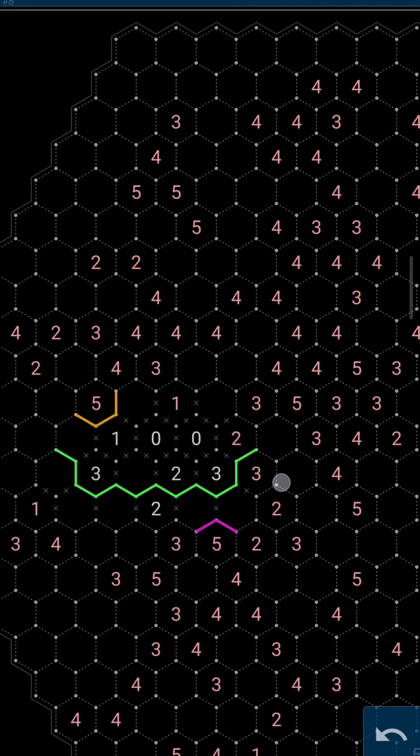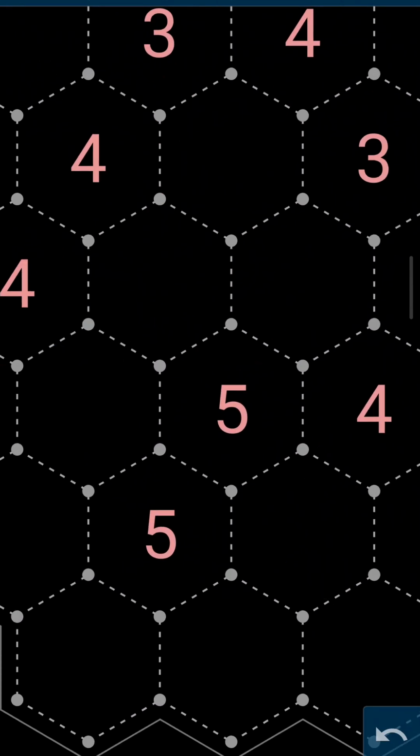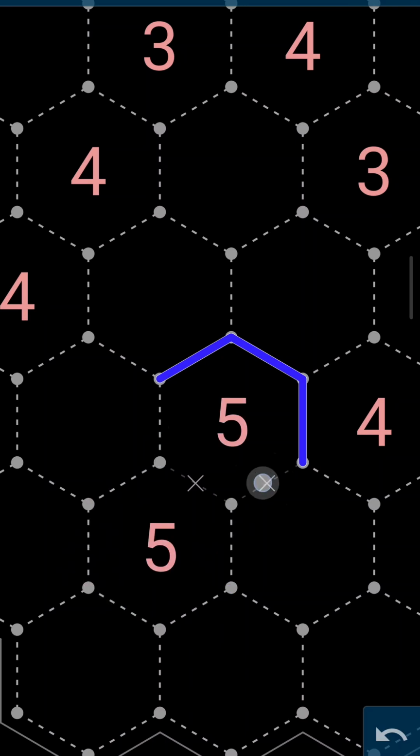property of 5s. Whenever you get a pair of 5s, 2 5s next to each other, you get a lot of information. Let's say you wanted to put the gap here. This would create a tiny little loop, which is absolutely impossible in Slitherlink. That means this line in the middle is forced.